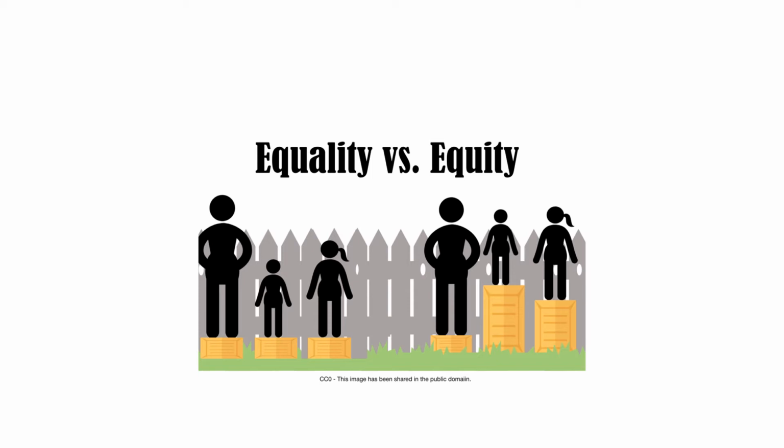so they can all see over the fence at the same level. This is true equity. Even though it's providing something slightly different, we're offering different supports. Now, a true UDI standpoint would remove the fence completely so that everybody can see.